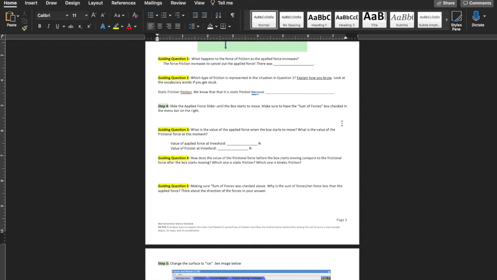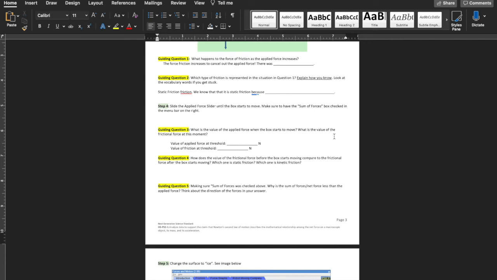When the box starts to move, we know that there must be a net force pointing in the direction of motion, net force to the right. And so this must come when the force of friction is no longer equal to the force applied. There's going to be some sort of transition there. We're going to talk about that.